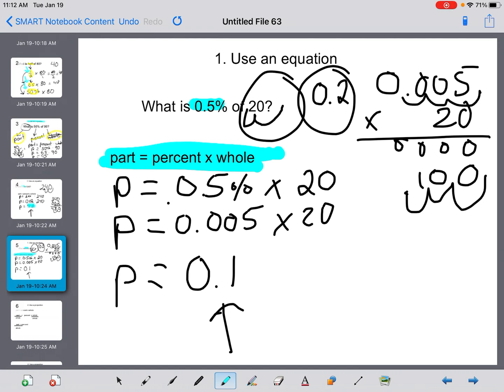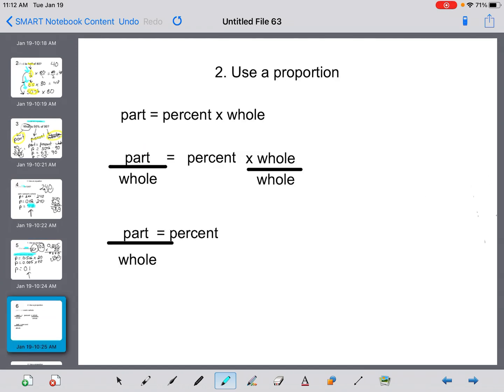Now we're going to learn the second way. Again, I'm going to start with the explanation why. So pay attention, but if you get stuck on the why, that's okay. I'm not testing you on the why, I'm testing you on using it. So the second way to find it is to use a proportion. So let's start with our same equation that we figured out before works. Part equals percent times whole.